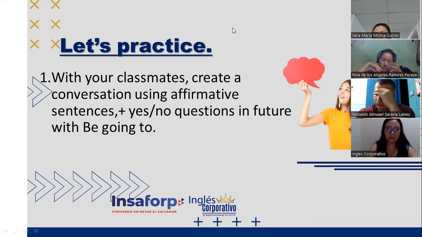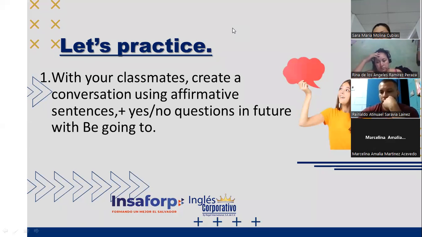So we're going to assign the rooms. Vamos a tratar de dejarlos de dos a tres cada uno de los grupos, ¿ok?